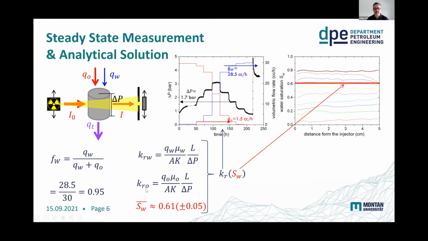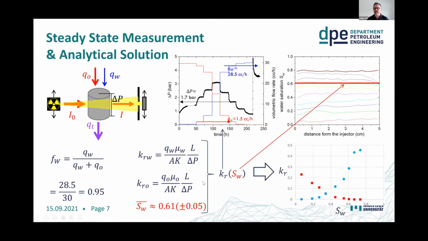oil. Very simple. And of course, independently from the saturation profiles, we get an average saturation that can be assigned to the relative permeability. And with this, of course, we get a relative permeability curve, with which we can work. This is not too bad. It's common standard in the oil and gas industry, so to say, right? This is what people are doing.